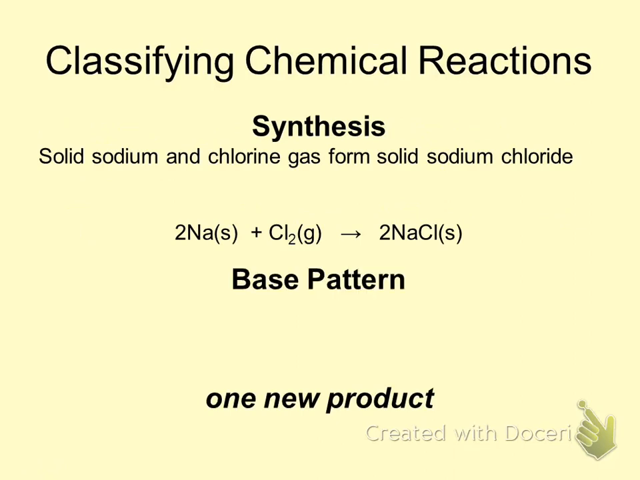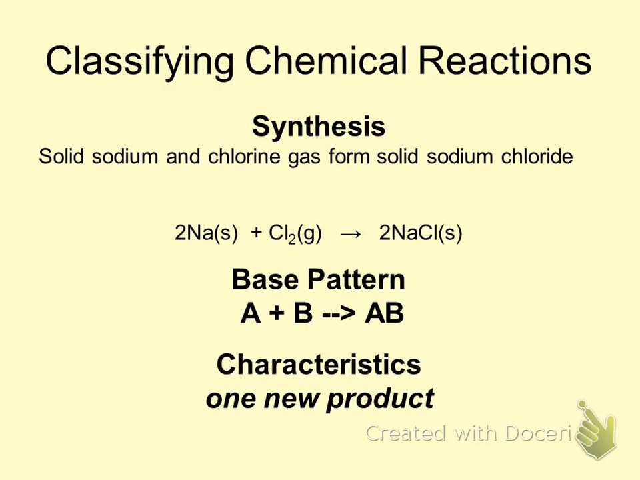In order to know that we're dealing with a synthesis reaction, there's a base pattern that we're going to look for. We want to find A plus B yields AB. Looking at our example above, are we able to see this pattern? Yes, we have one element, one solid part, plus another part, chlorine in its diatomic form, to form one solid compound. This is going to be our first and, I believe, simplest to deal with, because every single time we have one compound to look for. So this is our characteristic.